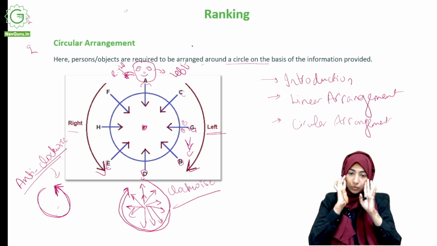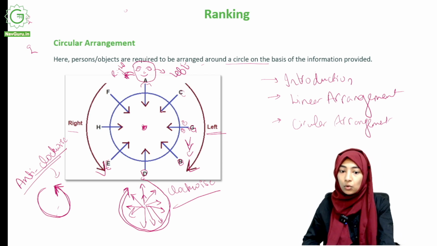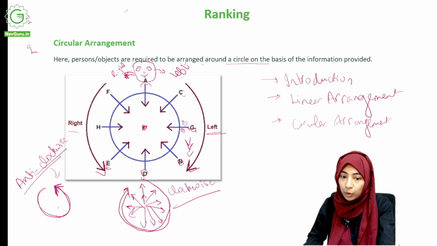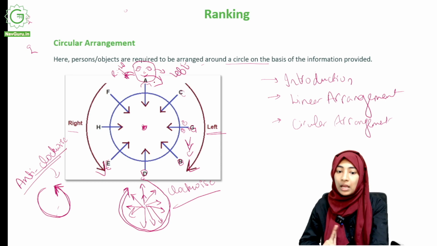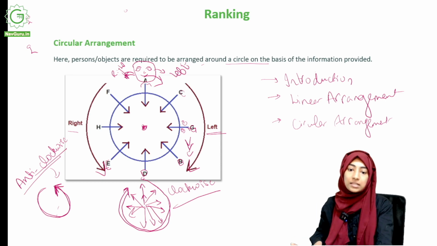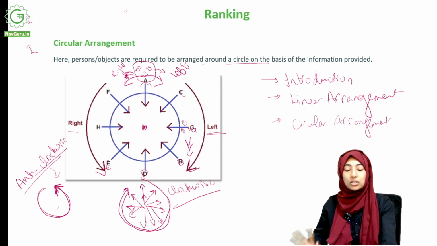Now, if that is confusing for you, just think of it this way. Left is what goes clockwise. So if A is here, how will you go clockwise from A? It is in this direction. That is the left. Anti-clockwise is right. How will you go anti-clockwise from A? It's this direction, so this is the right.